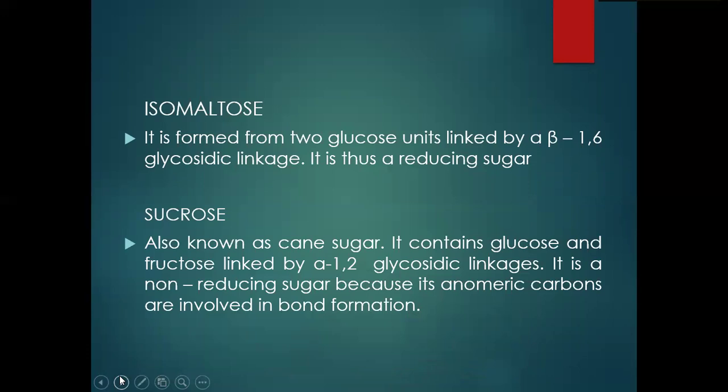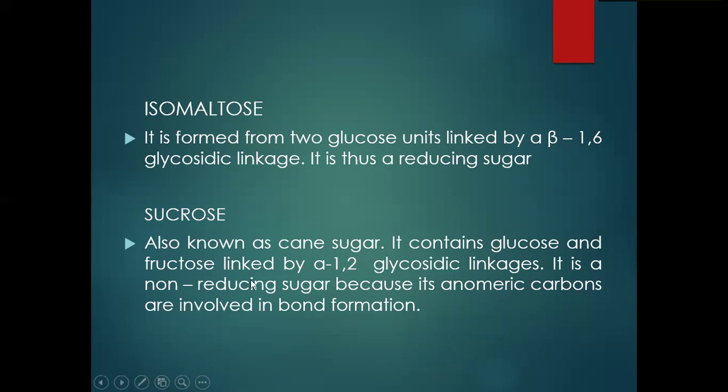Isomaltose is also formed from two glucose units but they are linked by an alpha-1,6 glycosidic linkage, and it is a reducing sugar, meaning that the anomeric carbon of one of the sugars is free for reaction.